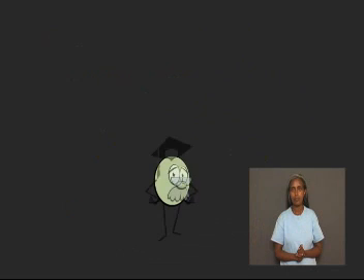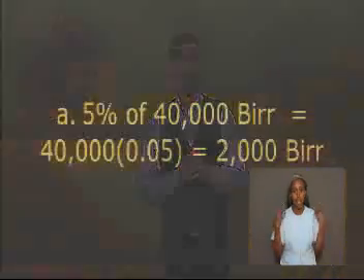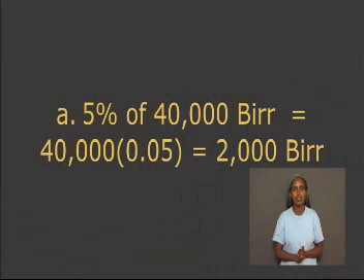Time's up. Let's get back to our lesson. Hello, students. Hannah's income is a royalty and is therefore taxed at a rate of 5%. 5% of 40,000 birr equals 2,000 birr.